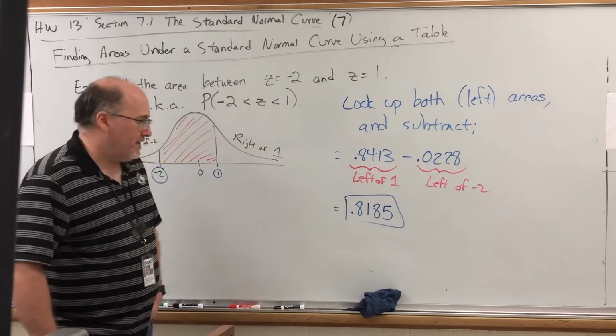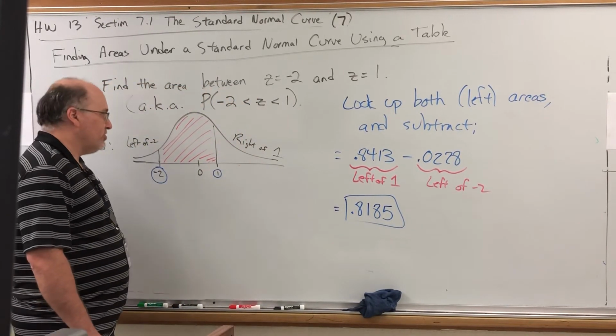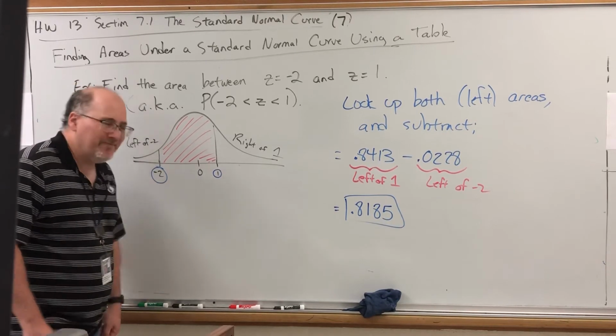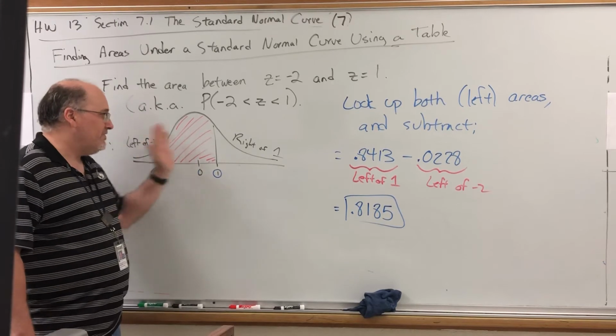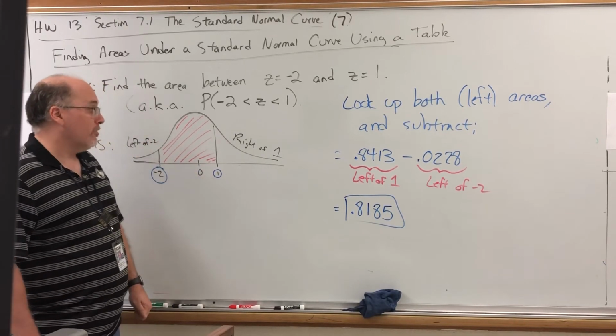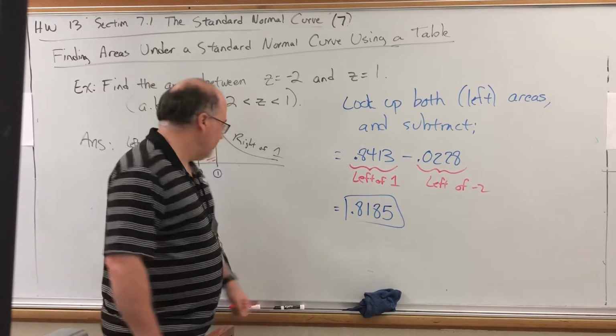So that's how you can find the area between two values on the Z chart. A little rattled because of the door. That's how you find the area between two Z values under a standard normal curve. Look up both areas in the chart and then just subtract them.